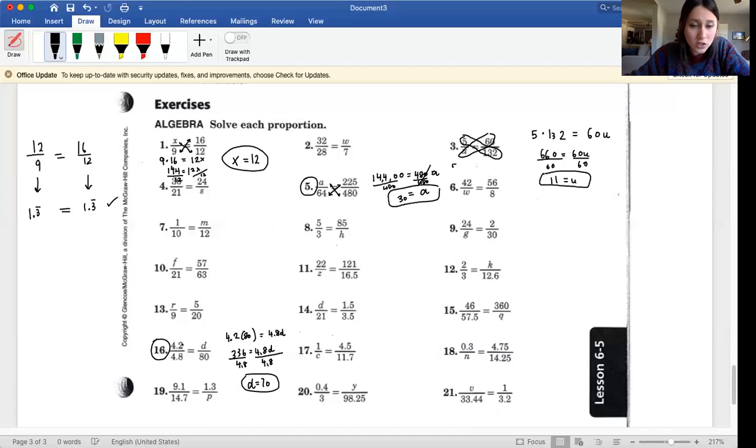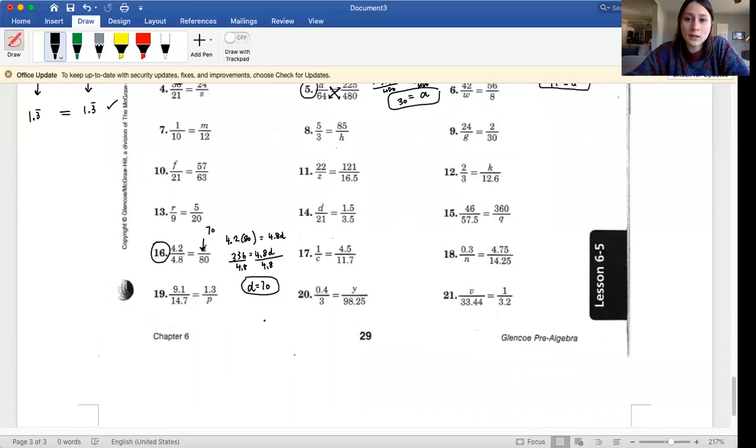And if you want to check your answer, put 70 in place and then find the unit rate. So 70 divided by 80 is like 0.875, and then plug in 4.2 divided by 4.8 and see if you get the same decimal, which is also 0.875. So they have an equivalent unit rate, and so these are proportional.